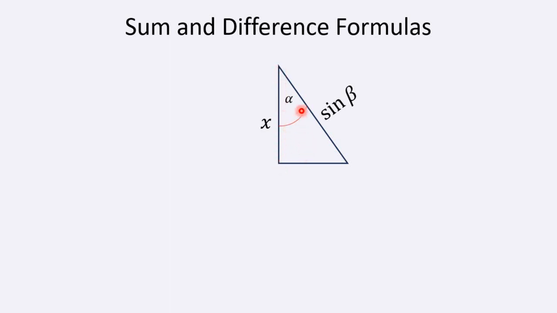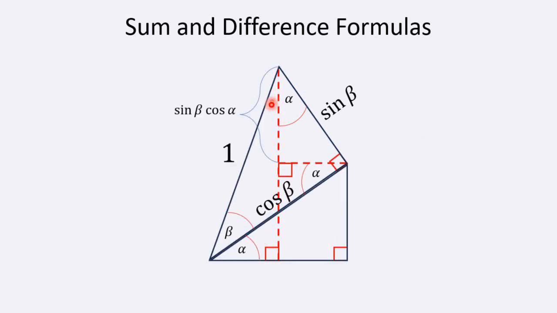And you'll notice that that length is adjacent to angle alpha in a triangle that has a hypotenuse of length sine beta, which means that that length over the sine of beta is the cosine of that angle alpha that it's adjacent to. I can solve this for x to find that distance, and that means that x is equal to the sine beta times the cosine of alpha. This is a part of the distance that's equal to the sine of alpha plus beta. I just need to know this other part of the distance, and that will tell me what the sine of alpha plus beta is when I add those two lengths.